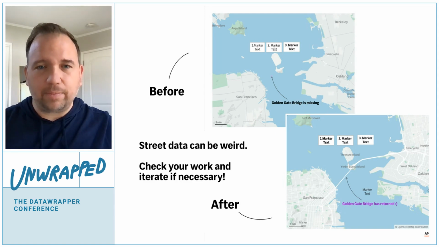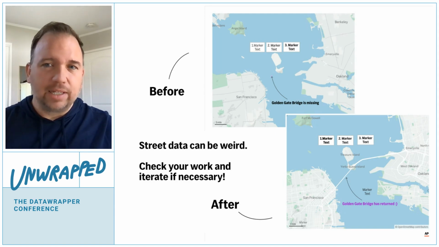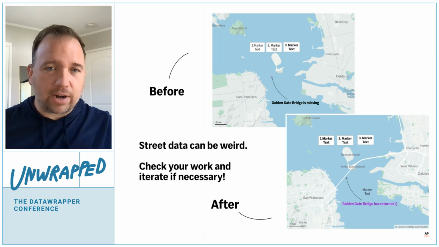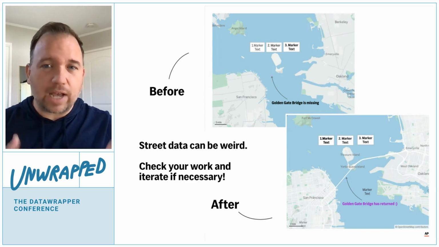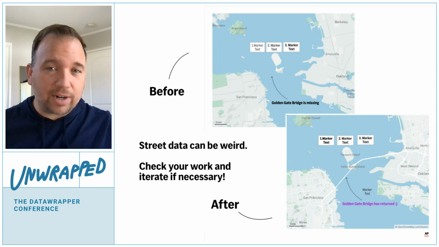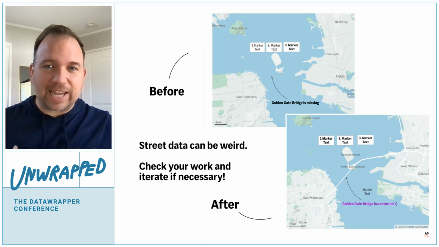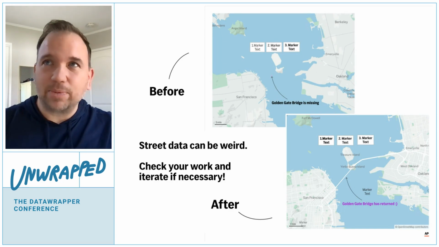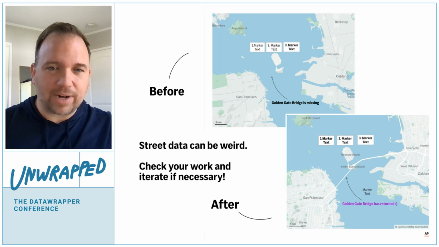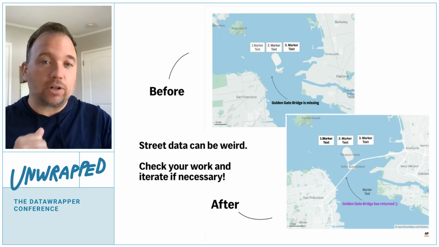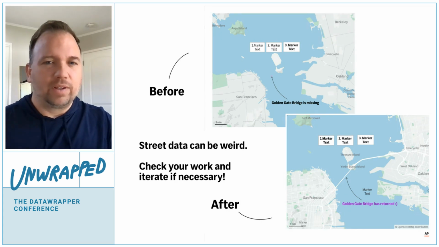Street data can, for example, be kind of messy, so it definitely pays to spot check the various areas of the world to ensure all of your road data is showing up as intended. And with a few rounds of trial and error on my end, I'm happy to say the Golden Gate Bridge has returned in our map styles, as it was missing along with a few other road networks around it in earlier stages of our development.